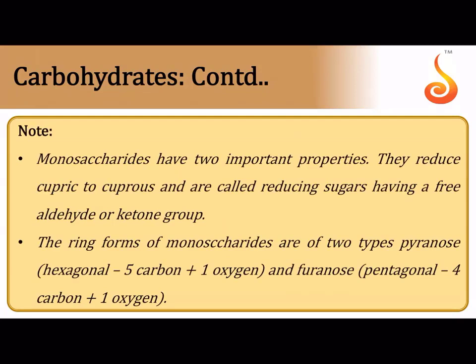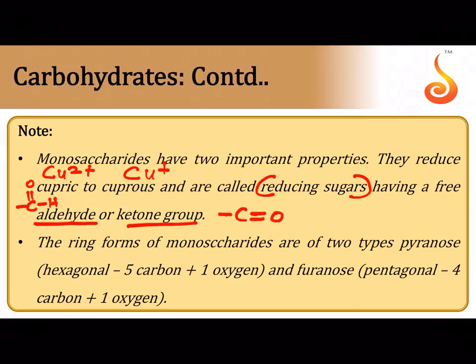Monosaccharides have two important properties. One is sugars can reduce Cu2+ (cupric) to Cu+, giving a brick red precipitate. They are capable of reducing because sugars have a free aldehyde group, that is a C=O H group, or they have a C=O ketone group. Such carbohydrates, such monosaccharides which can reduce Cu2+ to Cu+, are called reducing sugars.